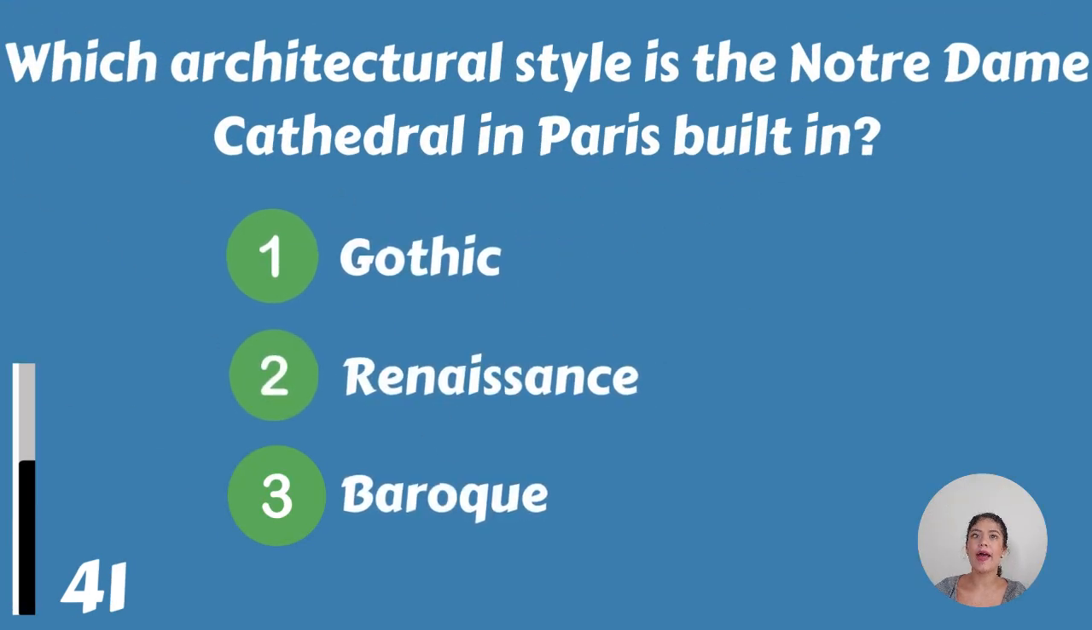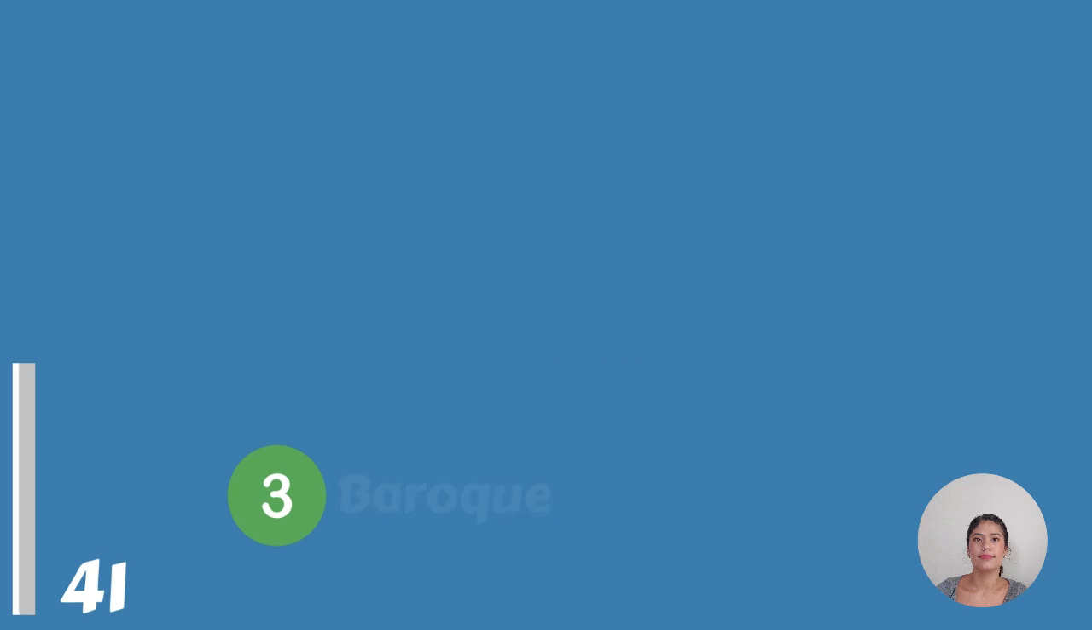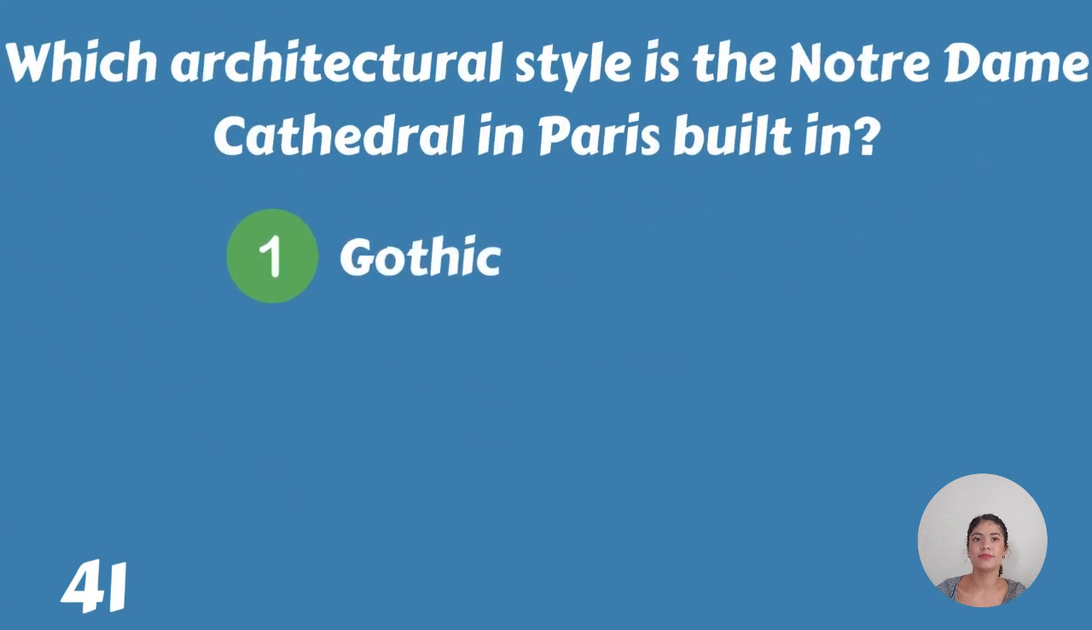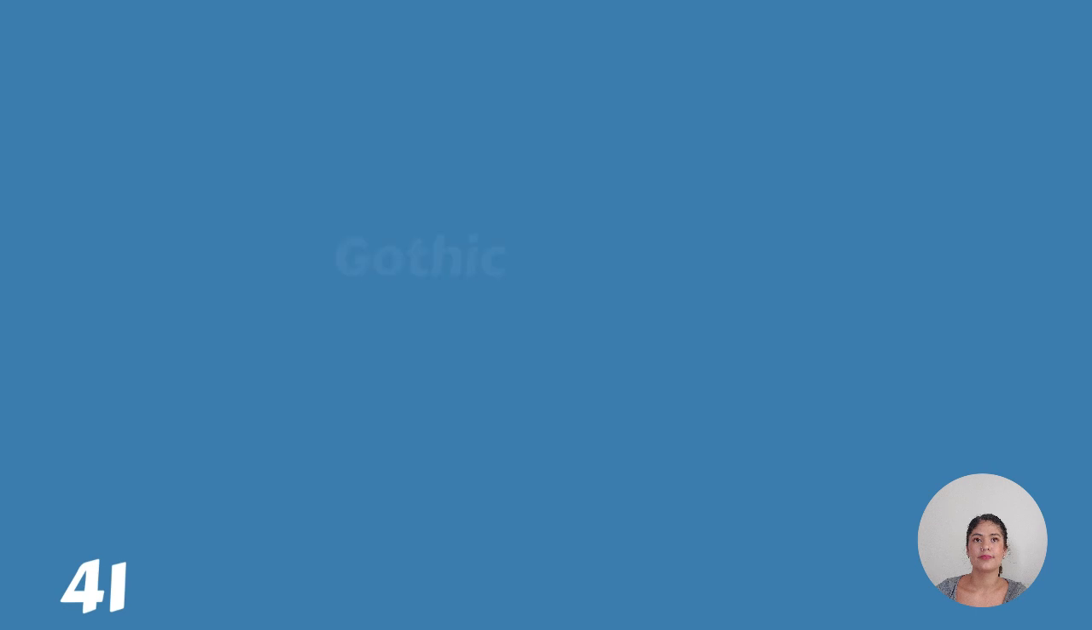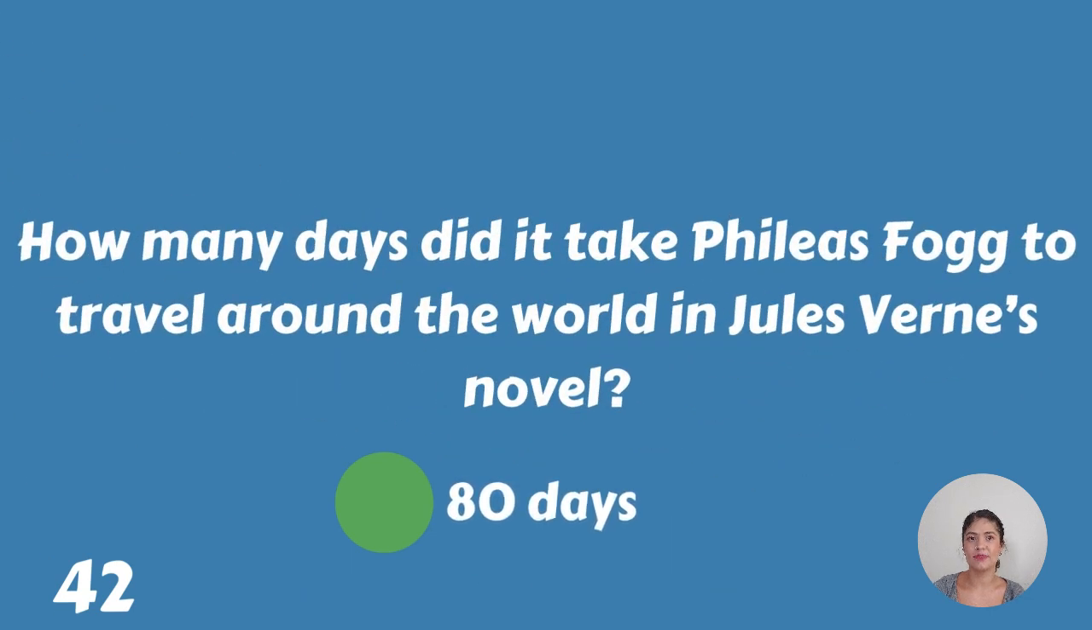Which architectural style is the Notre Dame Cathedral in Paris built in? Gothic, Renaissance, Baroque. Gothic. How many days did it take Phileas Fogg to travel around the world in Jules Verne's novel? 80 days.